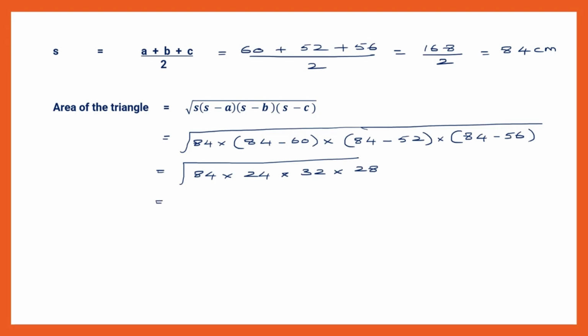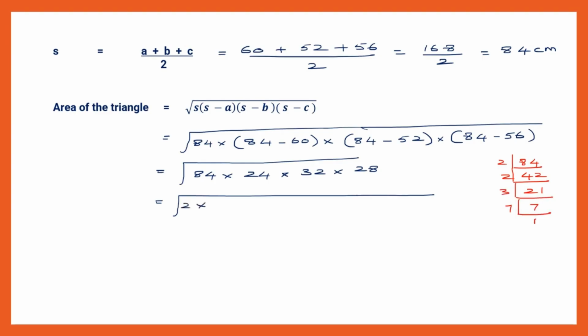Now here we have to be careful. We have to find the prime factors of all these numbers, that is 84, 24, 32 and 28. So let's begin by finding the prime factors of 84. So 84, let's divide this by 2. 2 fours are 8, 2 twos are 4, 2 twos are 4, 2 ones are 2. Now go to 3. 3 sevens are 21 and 7 ones are 7. So these are the prime factors of 84. Let's write 2 into 2 into 3 into 7.